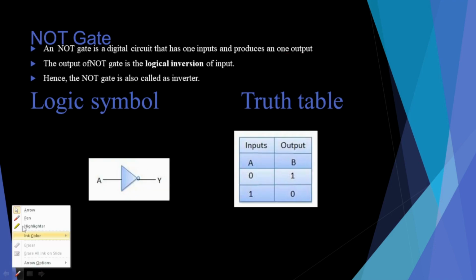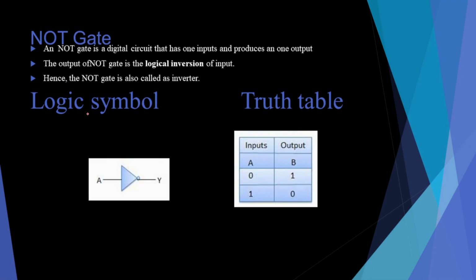NOT gate. What is the use of the NOT gate? It has only one input and produces one output. So if we give 0 as input, it will produce 1 as output. If we give 1 as input, it will produce 0 as output. So this gate is also called a logical inverter. The output of the NOT gate is called the logical inversion of the input.